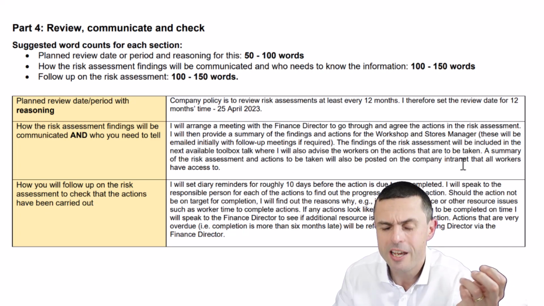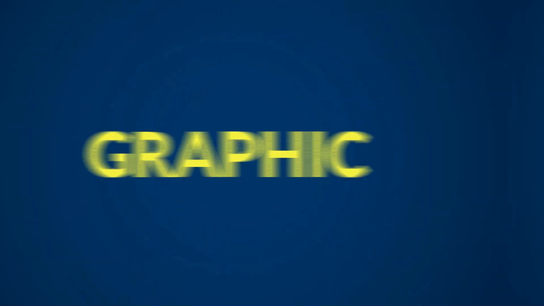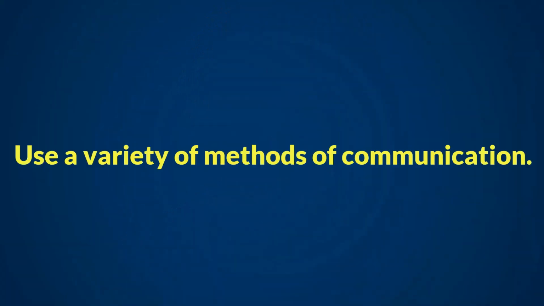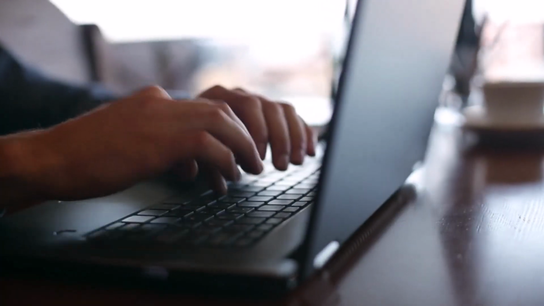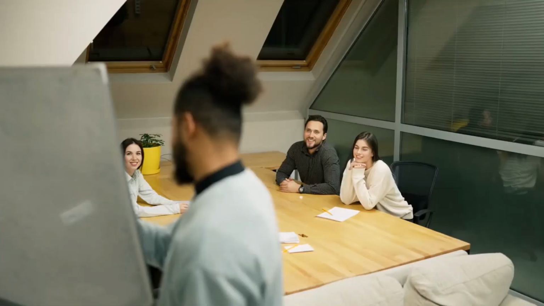Now, if you've been paying attention to element 3 of the course, where we talked about communication and the methods of communication, you may remember that there are verbal, written, and graphic forms of communication with various pros and cons. And one of the general rules was use a variety of methods of communication. And notice we've got that. We've got a meeting. We've got an email. It goes on a notice board. We've got a toolbox talk. We've got a variety of different methods depending on the person.